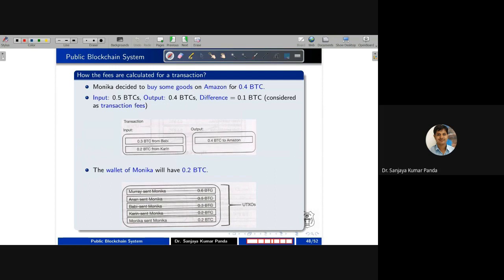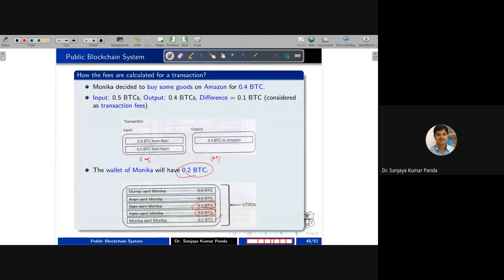As input I will take 0.3 BTC and 0.2 BTC, and as output I will provide 0.4 BTC to Amazon with a transaction charge of 0.1. Okay, because the input you can see here is 0.5, the output is 0.4, so the difference between these two is 0.1 BTC, which is considered as a transaction fee. Okay, again two transactions we have deleted. So after successfully computing this, the wallet of Monica has only 0.2 BTC, right?